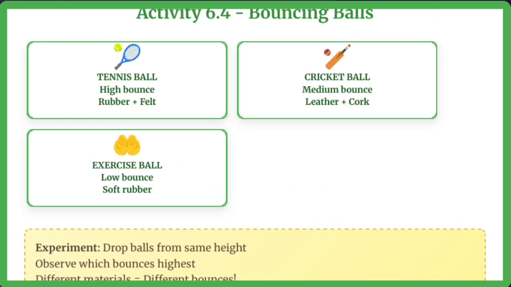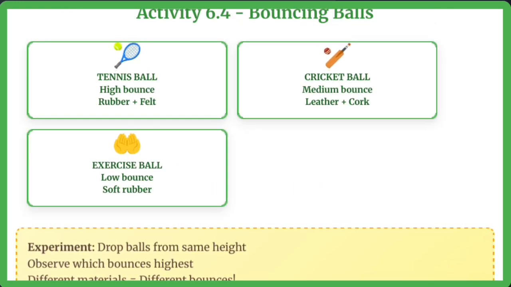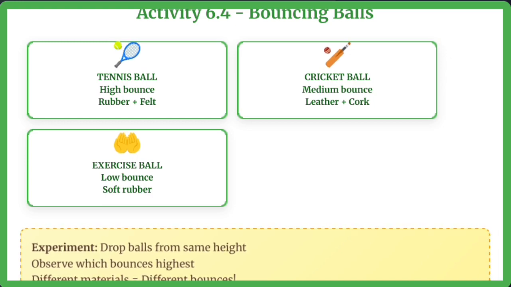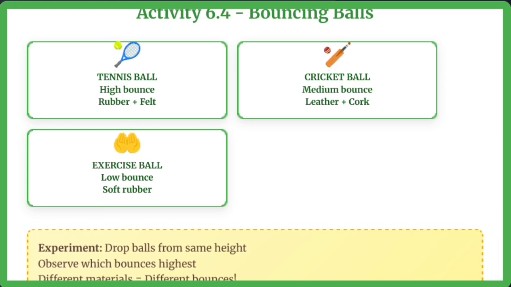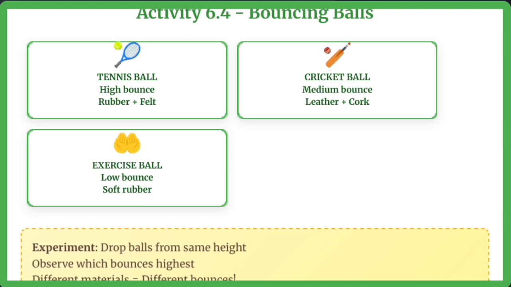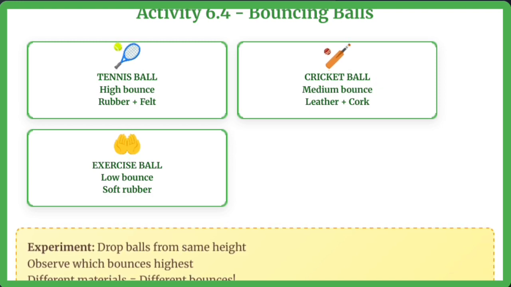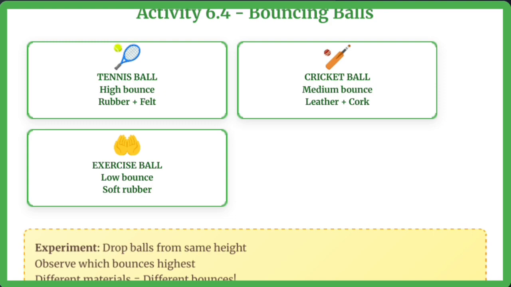Sports balls show how material properties matter. Tennis balls bounce high because of rubber, cricket balls have medium bounce with leather, and exercise balls have low bounce with soft rubber, each designed for its sport.